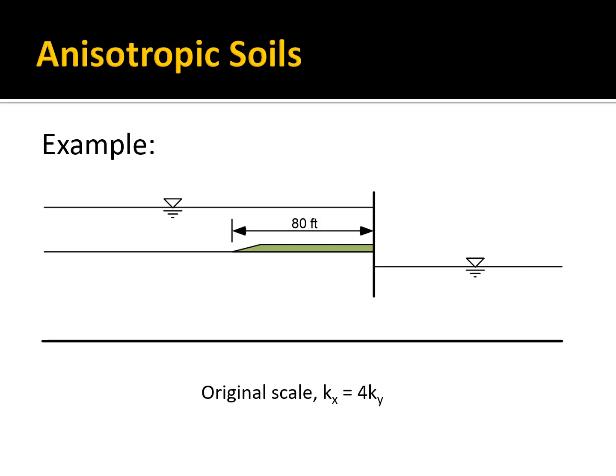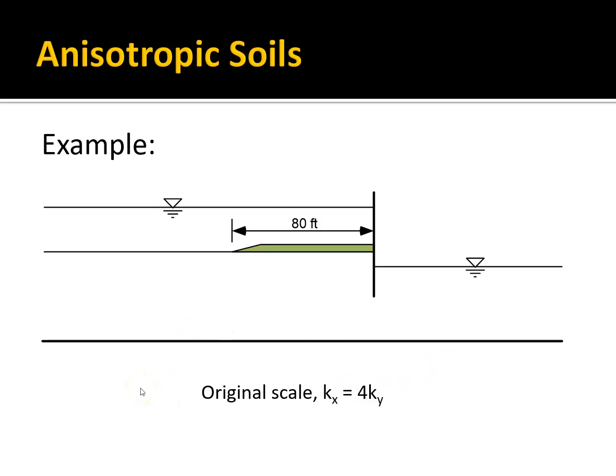So what does that look like? So this is a problem. In this case, we have a sheet pile, and it has a clay blanket, and there's water up here. This zone down here, it's shown in white, but this is all saturated soil. So the water is going to come down here and go under this blanket, down under this sheet pile, and up to the other side. And in this case, kx is equal to 4 times ky. So this is the true scale.